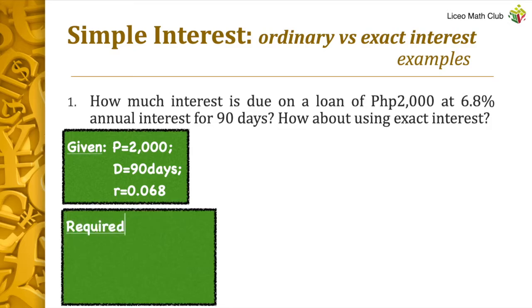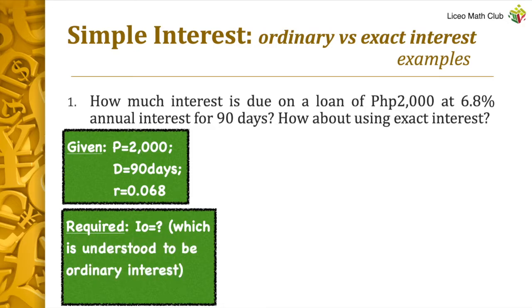Let's start with our required. In our first question, we're just asked what is the interest for 90 days. There's no specific type of interest stated. Therefore, this is one specific example when we're not given any type of interest, so we are going to use ordinary interest, since it's not given. So required: ordinary interest. Let's denote, this is just a notation, by the way. Other books may denote it in other ways, but I'm going to use I sub O for ordinary interest, for us not to be confused with exact interest.